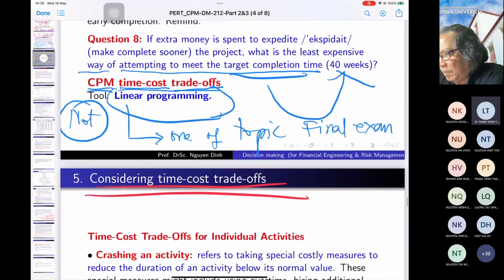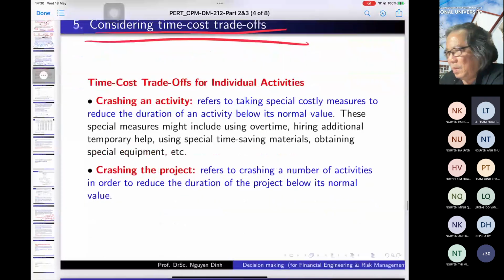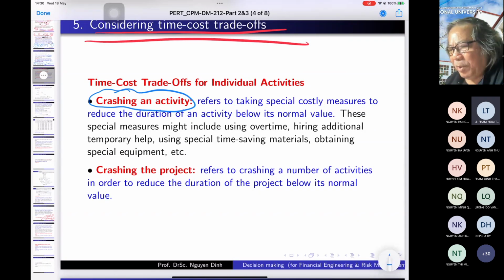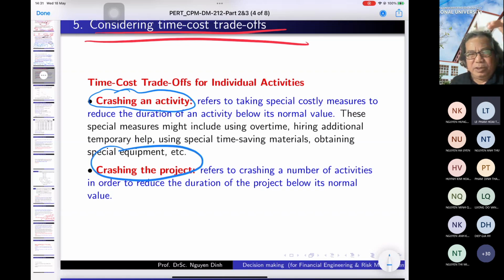Okay, so in order to reduce the time, you have two steps. The first is crash. That means reduce the time for each activity. At each activity, you have to calculate how many weeks we can reduce, and if we reduce 1 week, then how much money we have to pay. That's for one. And for the whole project, you have to reduce the longest paths. That means you have to reduce the critical paths.